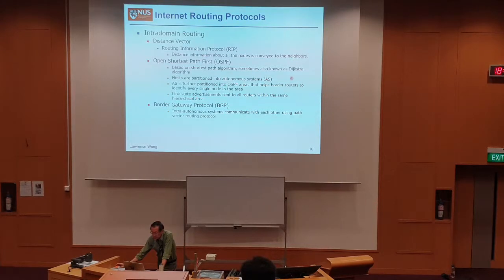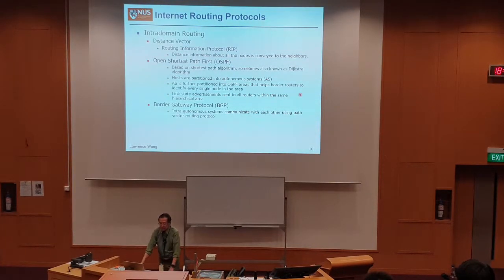So hosts are partitioned into autonomous systems or AS, and an AS is further partitioned into OSPF areas that help border routers to identify every single node in the area. Some organizations may have more than one AS number depending on how they partition their internal network. Then link state advertisements are sent to all routers within the same hierarchical area. So the link state advertisements are used to manage the traffic flows within that area.